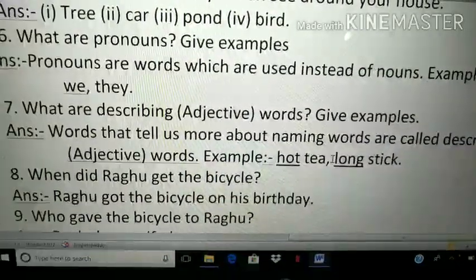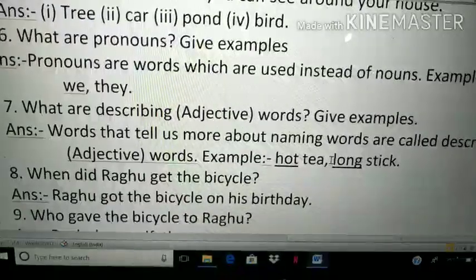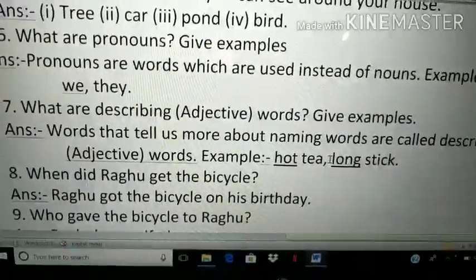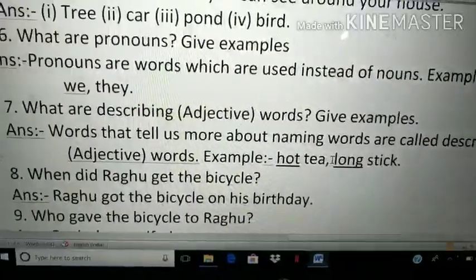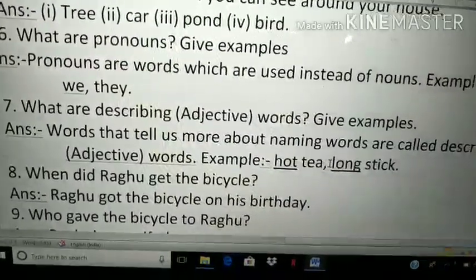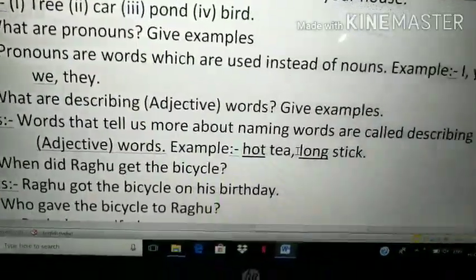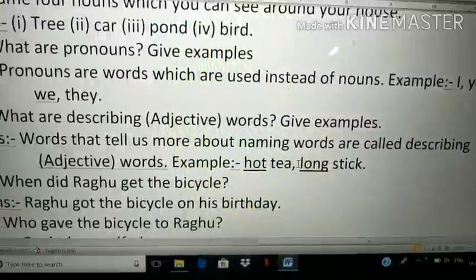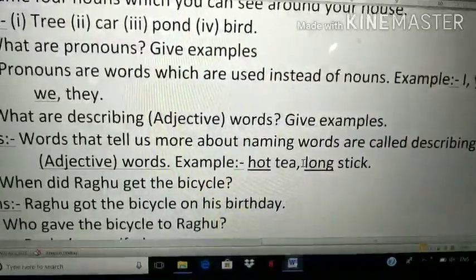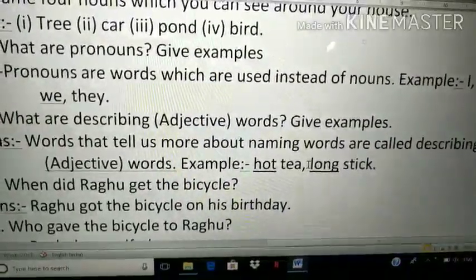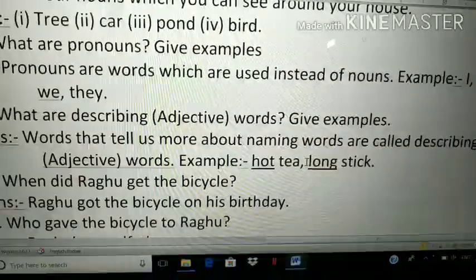What are describing words? Give example. Words that tell us more about naming words are called describing words. Hot, long.